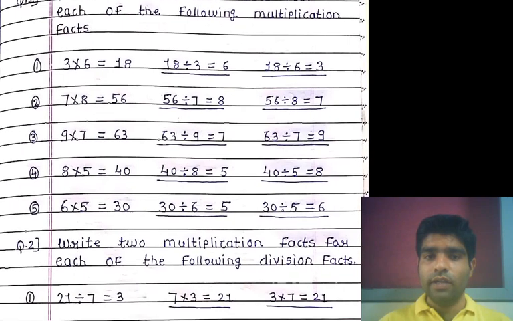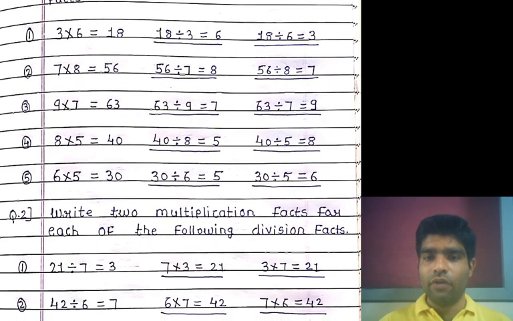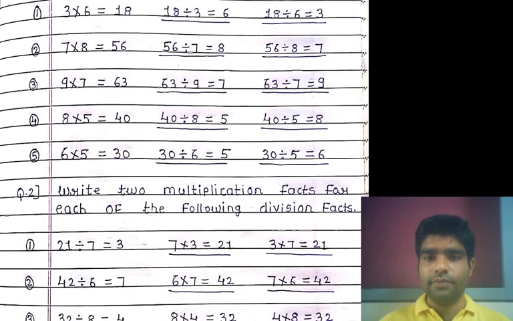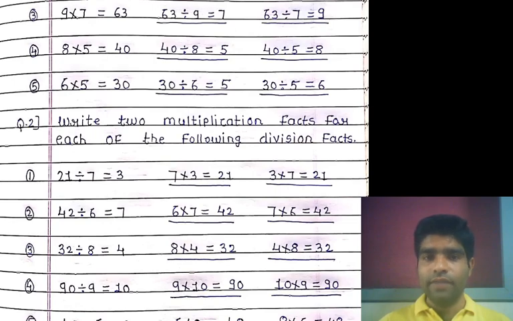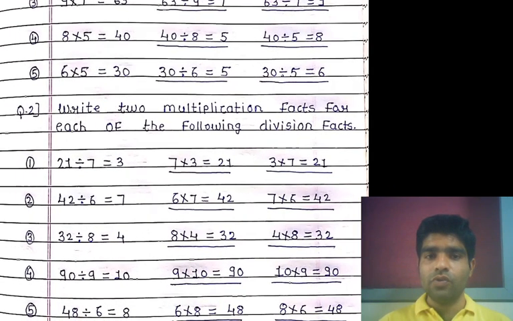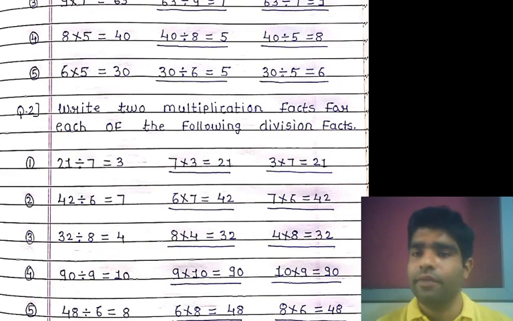Next we will solve: write the two multiplication facts from each of the following examples. It means that the division facts are given to you. Same way, we have to solve the multiplication facts. Now listen here. Write the two multiplication facts for each of the following division facts. For the first example, here it will be 21 divided by 7, because 7 threes are 21. But we have to solve the two multiplication facts. It means that we have to multiply.